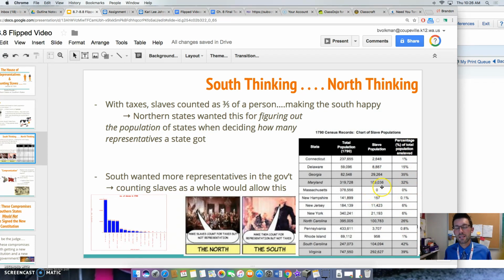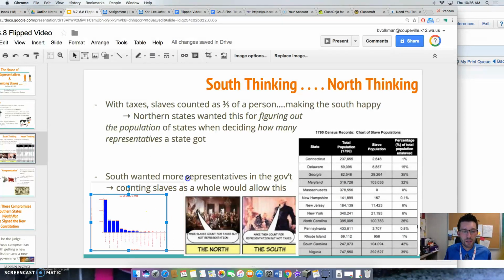So if you look at a place like Maryland, 32% of their population was made up of slaves. Look at South Carolina, almost half of their population were slaves. If they didn't count slaves as their population, they would lose a ton of representatives. That meant they wouldn't hardly have any say in the government compared to other states in the Union.